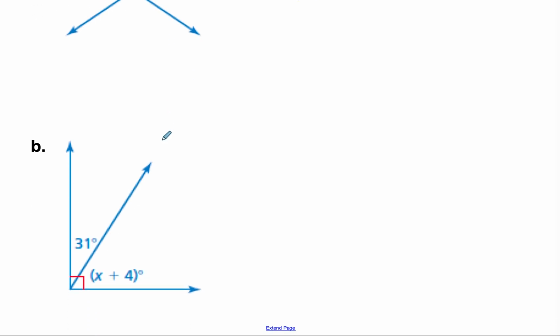But B, I'm going to have to do some calculations. These 2 are adjacent, they're next to each other. Now this little right angle here tells me that together they're going to equal 90 degrees. That's how many degrees a right angle has. So I have x plus 4 for this part, plus 31 for this one, equals 90. Okay, so now I'm going to solve that equation.